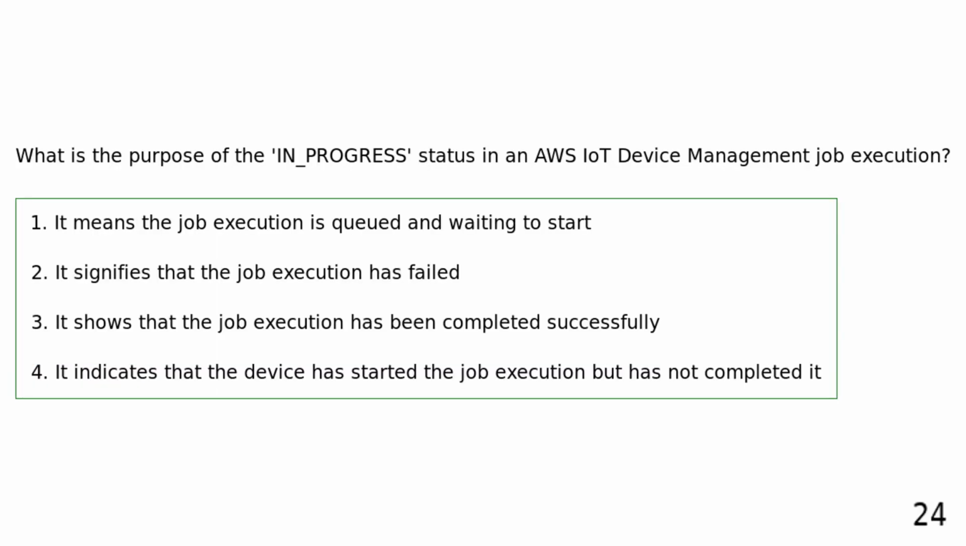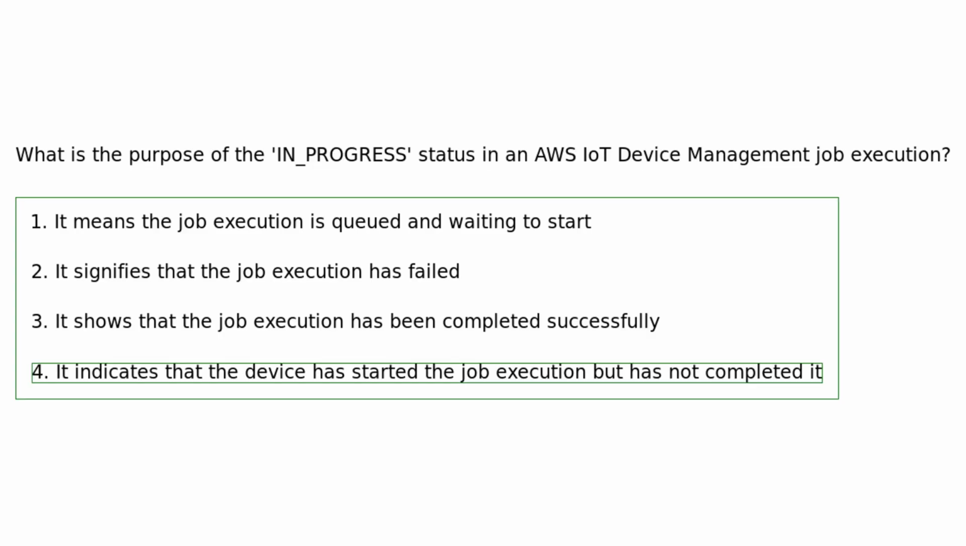What is the purpose of the IN_PROGRESS status in an AWS IoT Device Management job execution? It means the job execution is queued and waiting to start. It signifies that the job execution has failed. It shows that the job execution has been completed successfully. It indicates that the device has started the job execution but has not completed it.